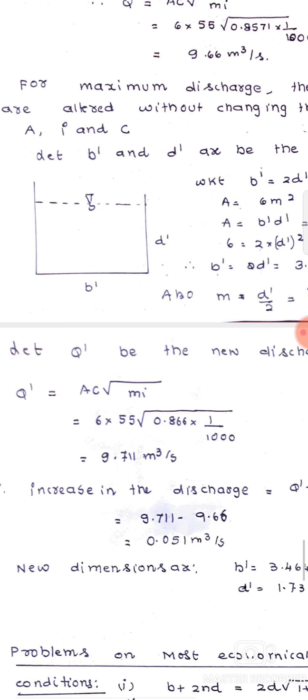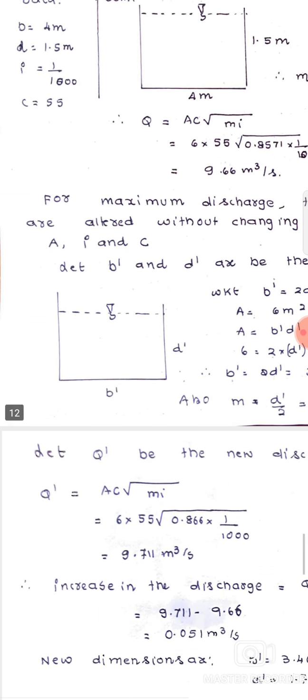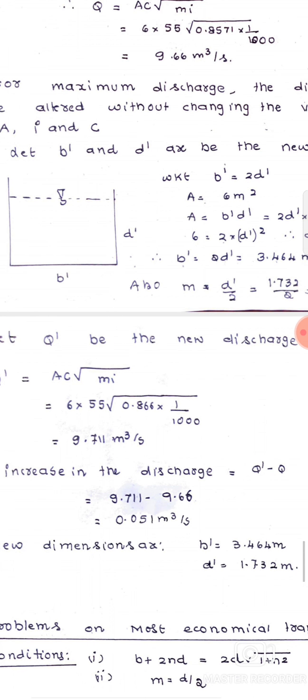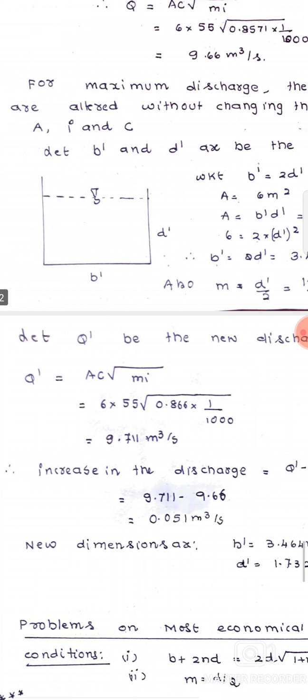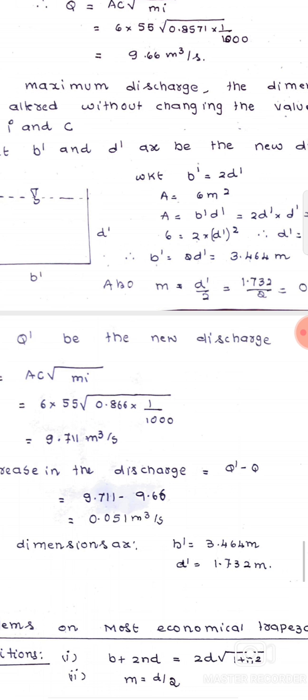Q dash is AC into square root of MI, 6 into 55 into square root of 0.866 into 1 by 1000. So this will become 9.711. Previously it was 9.66, and now for the maximum it becomes 9.711. Then what is the increase in the discharge? That is Q dash minus Q, 9.711 minus 9.66. Then you will get 0.051 meter cube per second as the increased discharge. And the new dimensions are B dash is 3.464 and D dash is 1.732 meters.